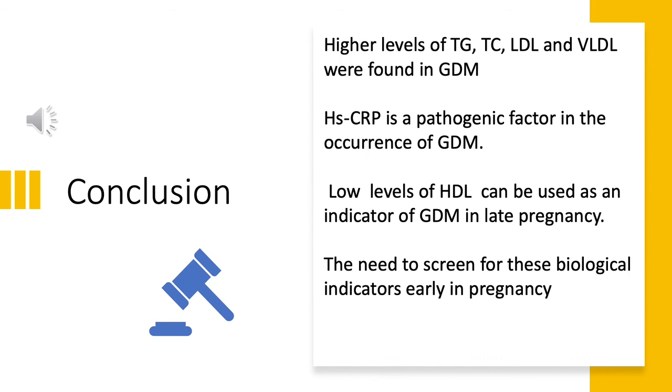Similarly, low levels of HDL in early gestation can be used as an indicator of GDM in late pregnancy. Because a clinical history of GDM is associated with a predisposition to T2DM and other metabolic dysfunction, screening for such dyslipidemia and inflammatory markers in early pregnancy can significantly reduce the chance of GDM occurrence, improve treatment outcomes, and reduce complications.